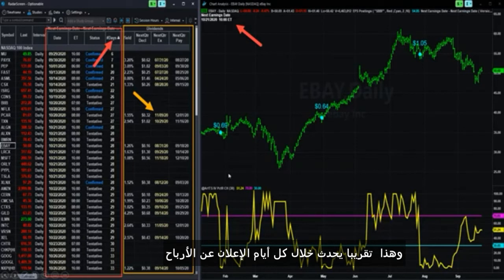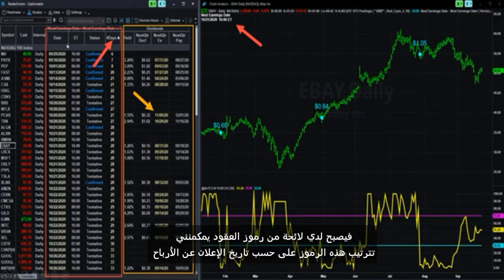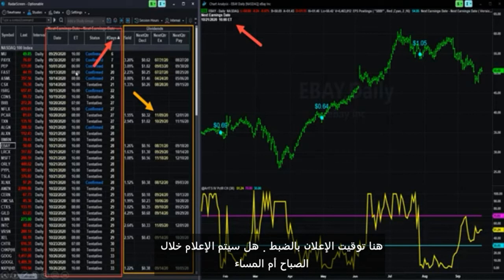That's the key. So you can put that same next earnings date indicator that you see up here at the top of the chart, so you can insert that into a chart, or you can put it into Radar Screen. And so here on a list of symbols, I can sort by those stocks that have the next closest earnings date, and whether it's in the morning or the afternoon, pre or post market, I can see the time of the announcement.